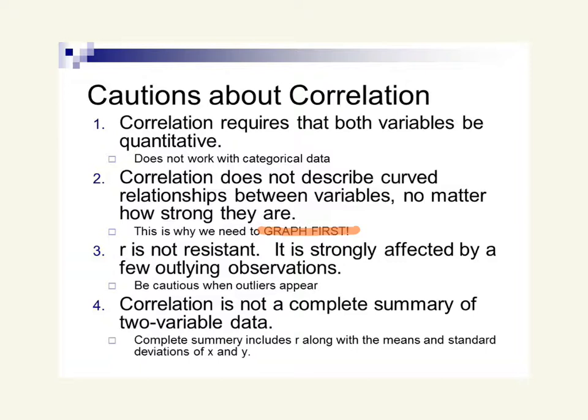Caution number 3 is that correlation is not resistant. Outliers are going to have a big impact on correlation, so we need to keep that in mind. And then fourth and finally, correlation is an important measure, but it's not the only measure that we'll utilize. It doesn't give us a complete picture of two variable data. We're going to need to look at means, standard deviations, other things as well, but it is a starting point. So we'll use it a lot, but it's not the only thing.